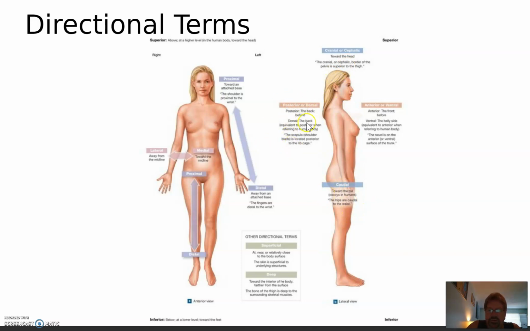Here's the posterior, or sometimes it's called the dorsal. Usually, though, guys, that's just used for like when describing the back and things like that. So this is the posterior portion of the body. This is the anterior portion of the body. Sometimes the word ventral is used. But what I've seen is dorsal and ventral are used under special circumstances. Okay? Here's also proximal, distal. In this case, the point of origin is the hip.